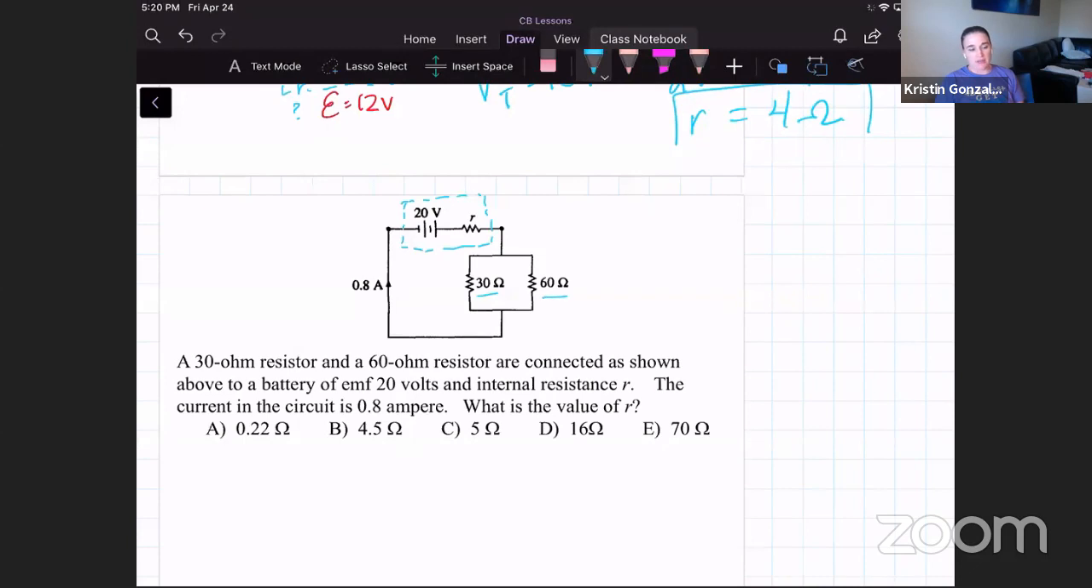So again, I'm going to give you just a couple of minutes here to think through how you would do this. What are the steps you're going to have to take to get that internal resistance?